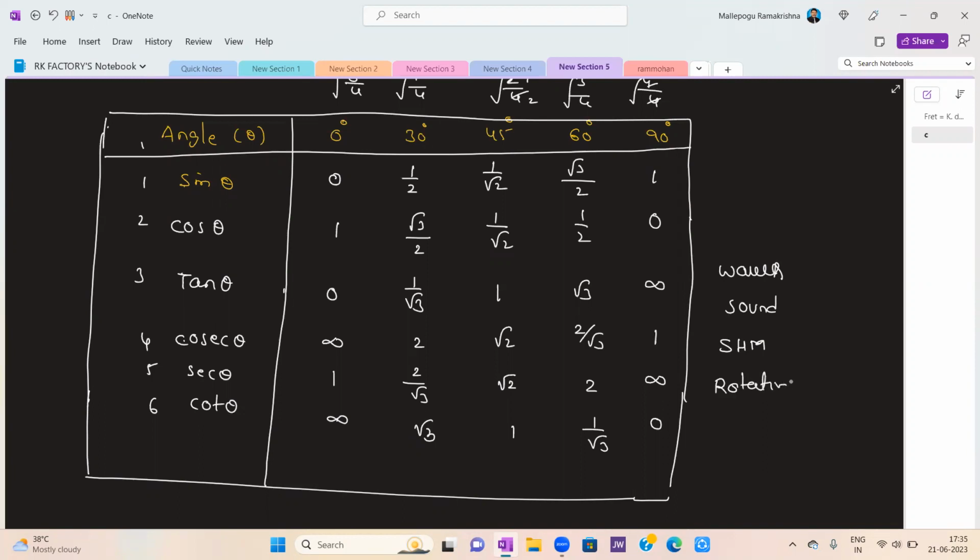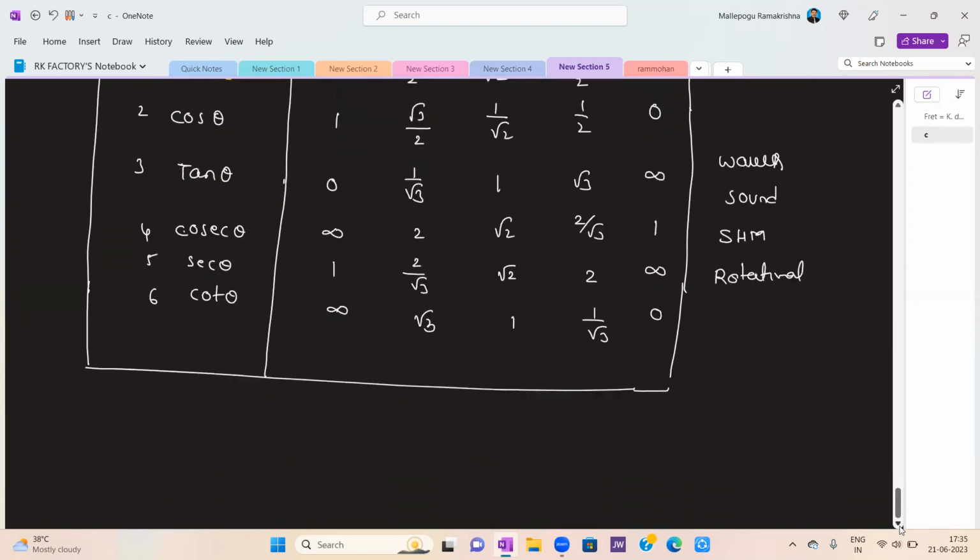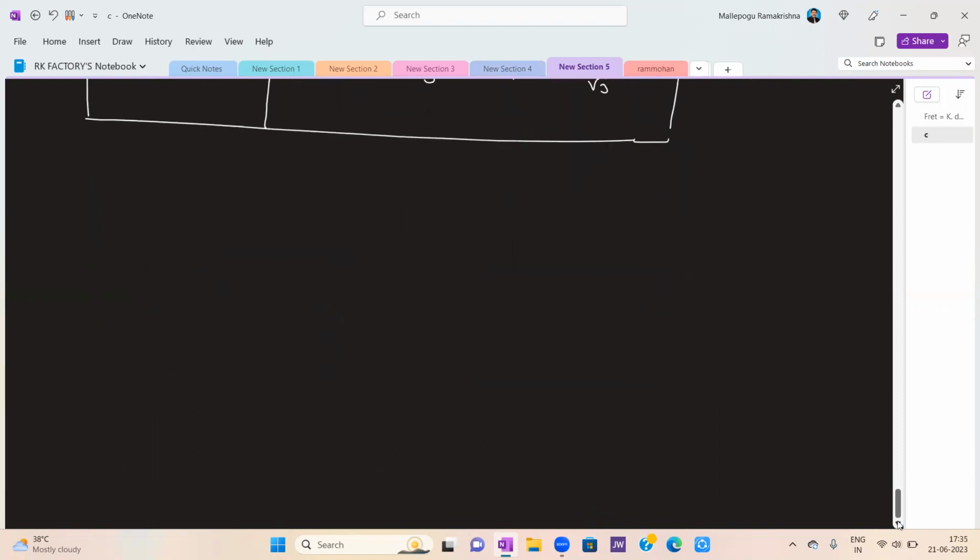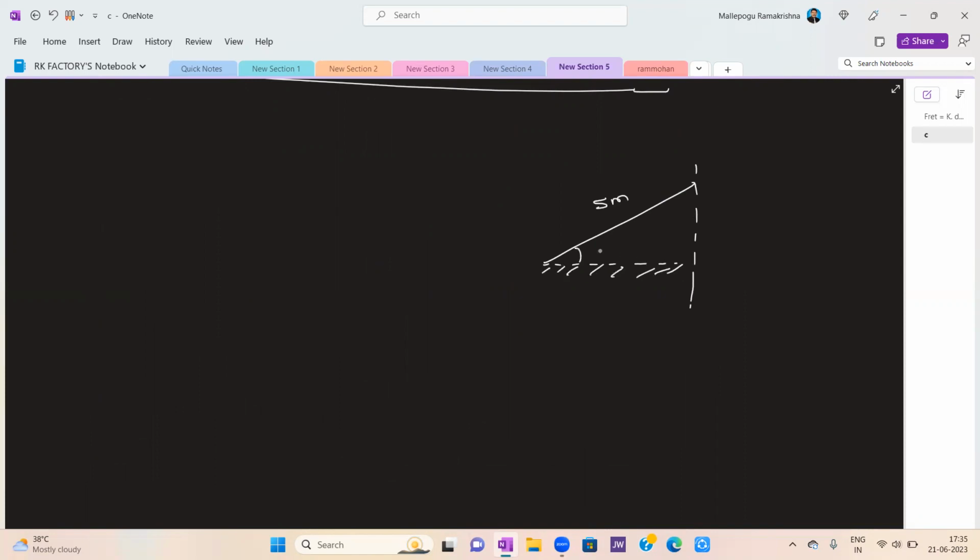In all these concepts, we are going to use these sine functions and cos functions, so remember them. For example, let us understand why it is needed. Suppose I have a 5-meter ladder that is inclined to the wall, with respect to the ground, at only 30 degrees. It is a 5 meter ladder, right?